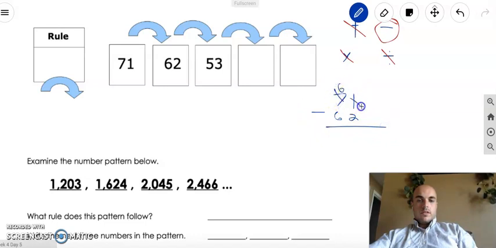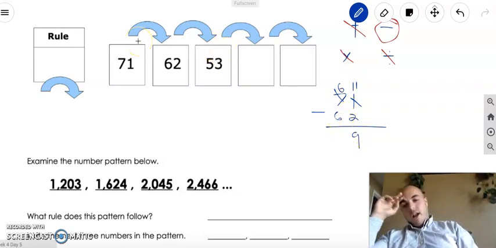6 and 11. 11 minus 2 is 9. 6 minus 6 is 0. Okay, so we might be subtracting by 9. Let's double check that though. Let's not just assume that's what's going on.